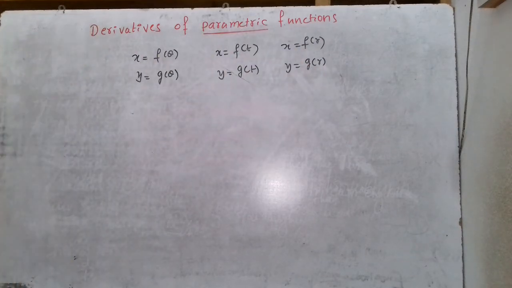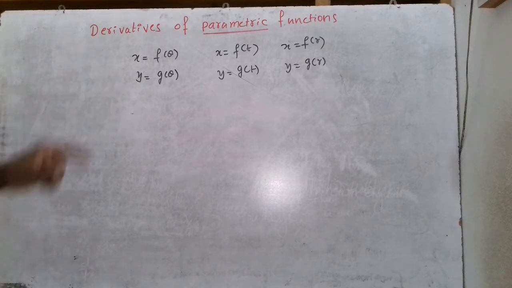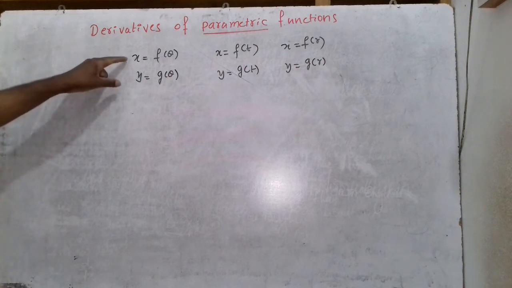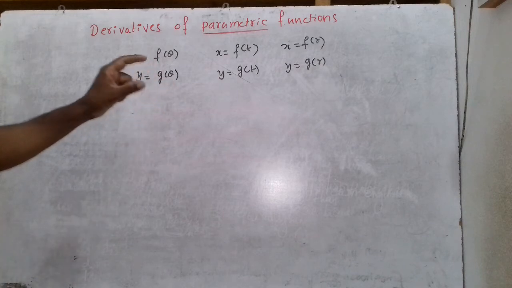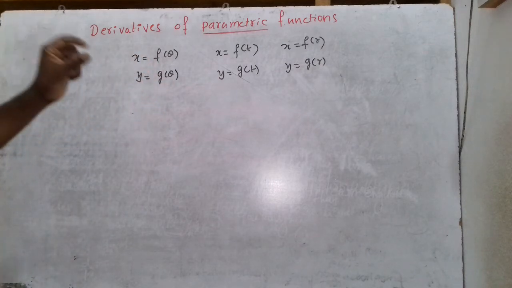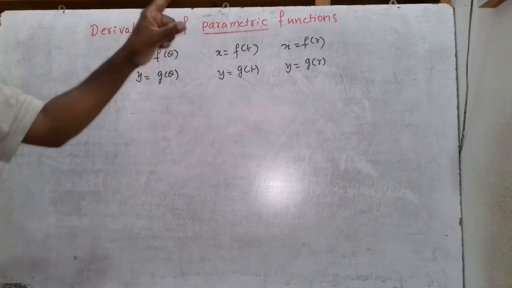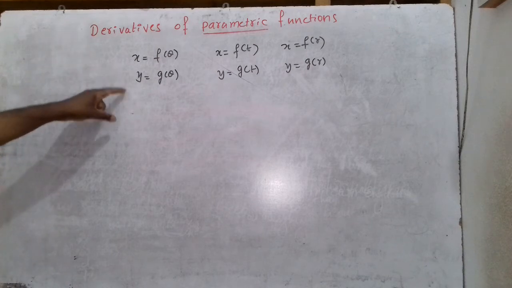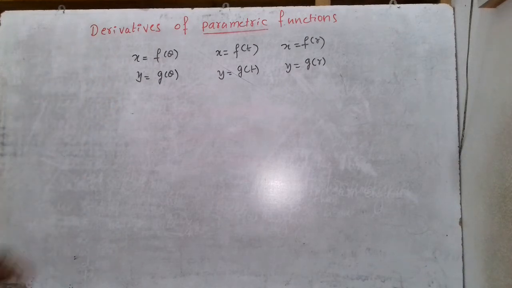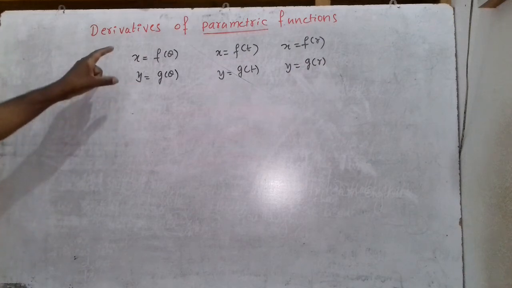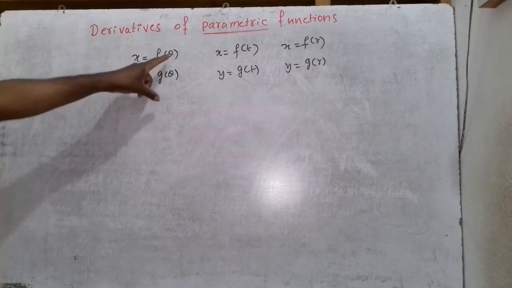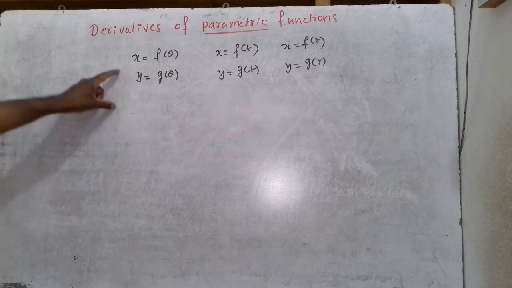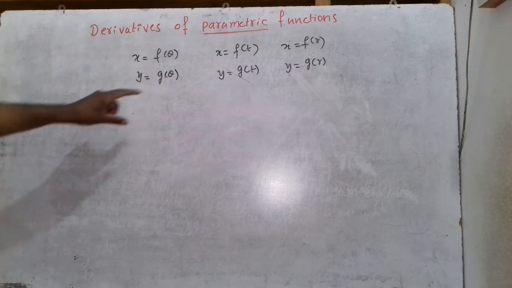So to find the derivative, that is to find dy by dx, first we have to differentiate x and y with respect to the common parameter. Observe here, and remember this. If the given equations are parametric functions, then to find the derivative of y with respect to x, that is dy by dx, we must differentiate the functions x and y with respect to the common parameter.